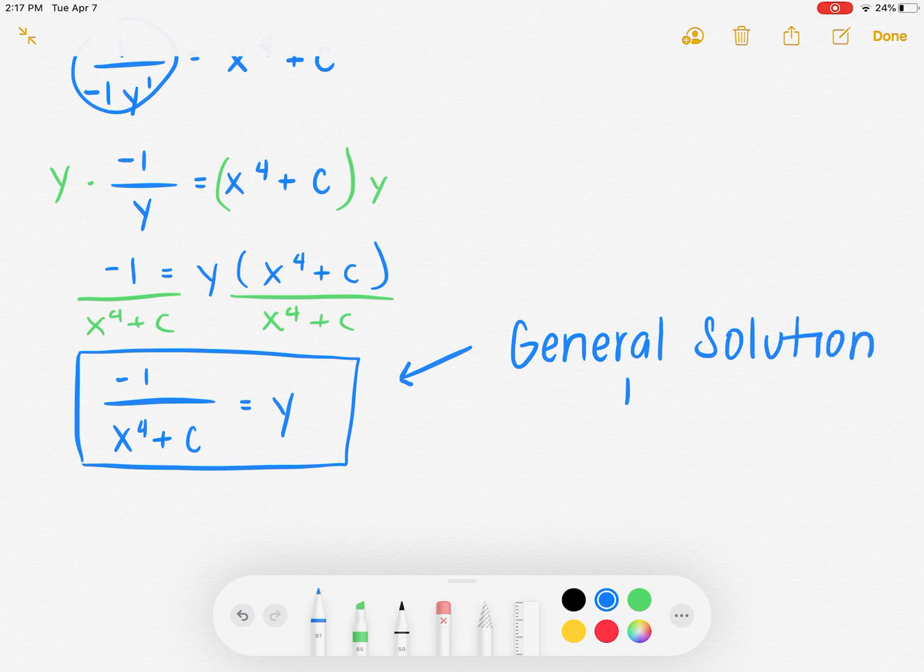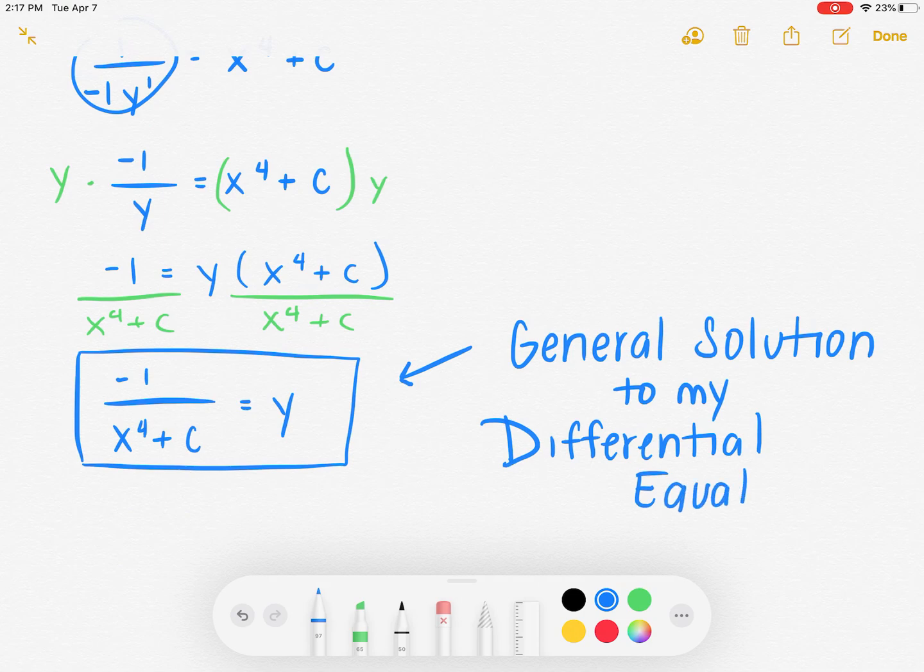General solution to my differential equation. And I know it's my general solution because of that plus c. If it still has a plus c, it's a general solution. I'm going to show you in the next video how to find a specific solution, which is where we'll get rid of the plus c.